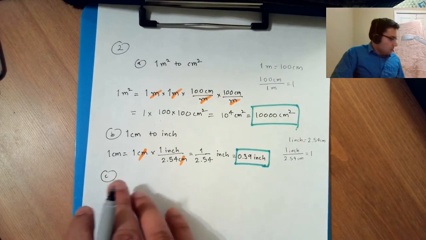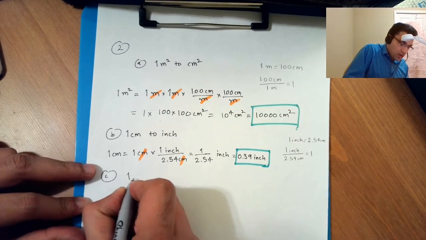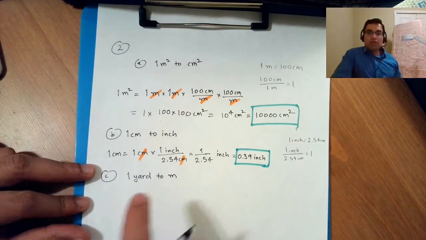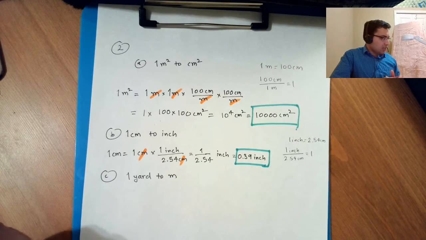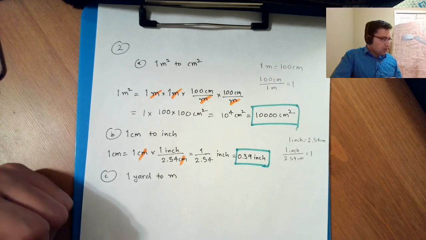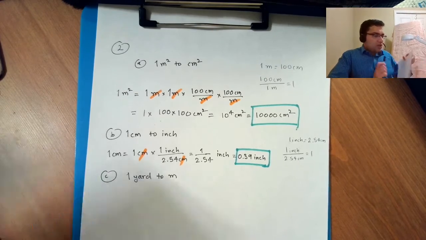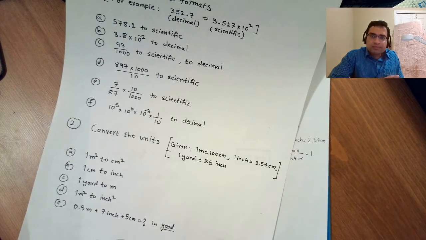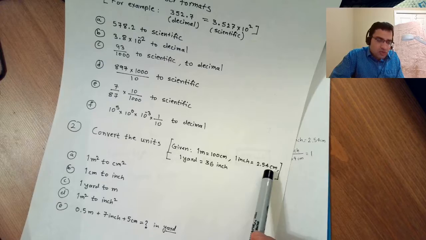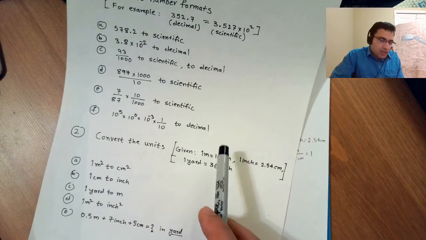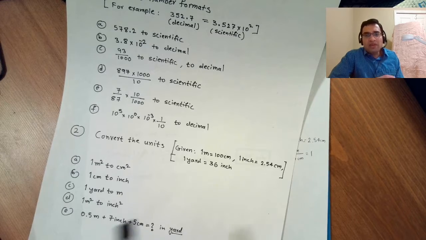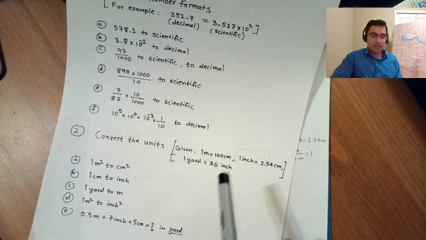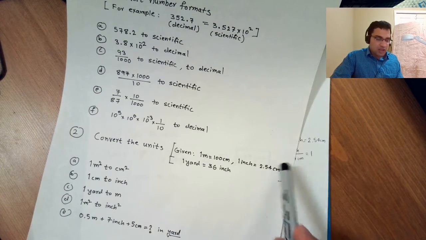All right. Next one says convert 1 yard to meter, M for meter. So I need something that connects yard and meter. Wait a minute. I don't have anything here that connects yard to meter. I have something that connects yard to inch, and then inch to centimeter, and then centimeter to meter. So I don't have a direct yard to meter conversion, but I do have it in a sort of chain. The chain goes like this: yard to inch, inch to centimeter, centimeter to meter.